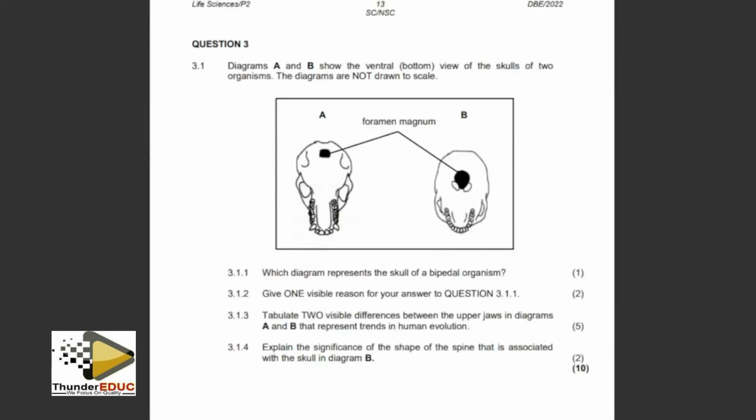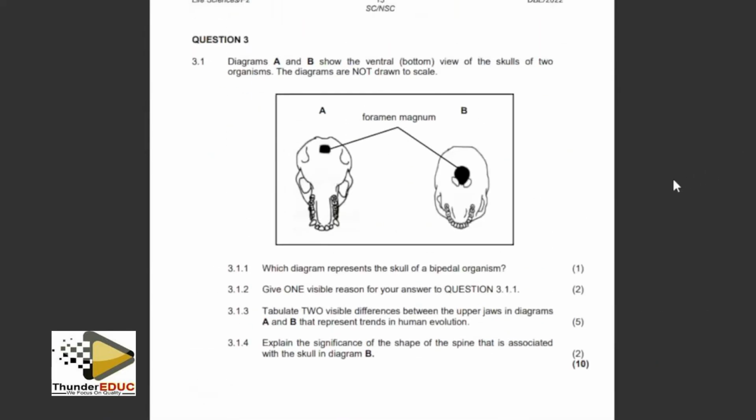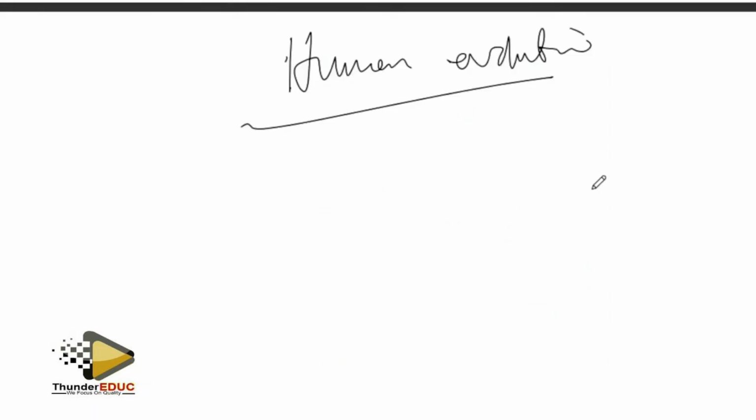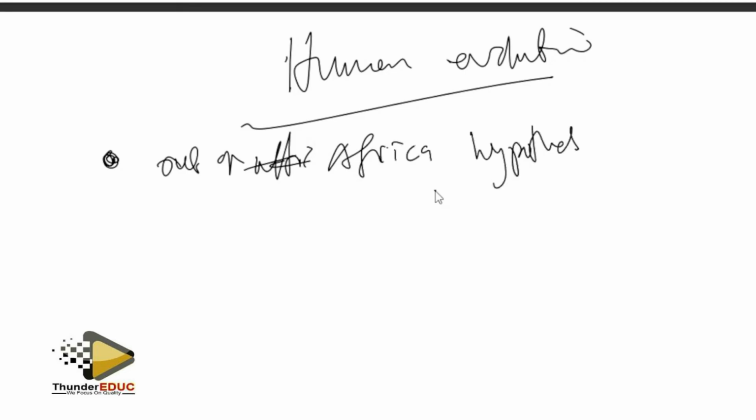The first question in human evolution can be, to which family do humans belong? They belong to family Hominidae. Let me tell you what are the short questions, guys, in human evolution. The short questions which you're going to find, and then you have to give the answers. 6 marks. Number 1, it is out of Africa hypothesis.